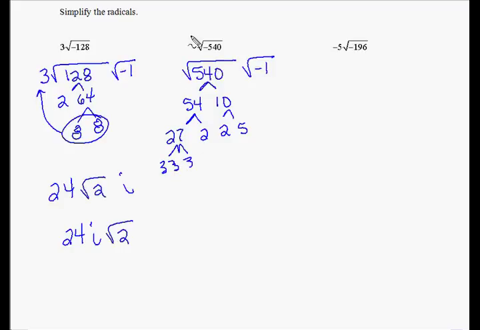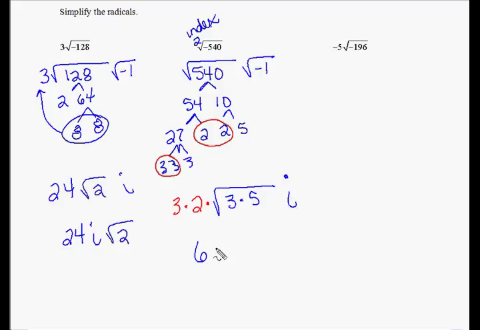So when you're doing a square root, when the index is 2, you need to find the number multiplied to itself twice. So 3 is multiplied to itself twice. 2 is multiplied to itself twice. So both the 2 and the 3 come out of the radical. 3 times 2 times everything that didn't come out of the radical. That was the 3 and the 5. And the square root of negative 1 is i. So we can write this answer 6i square roots of 15.